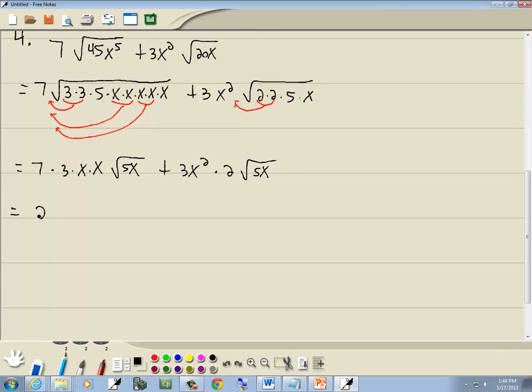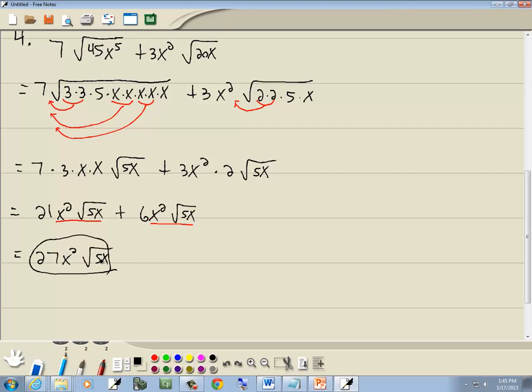Now 7 times 3 is 21. x times x is x squared, square root of 5x, plus 3 times 2 is 6 x squared, square root of 5x. Notice, x squared square root of 5x, x squared square root of 5x. They're exactly alike, so we add the numbers in front. 21 plus 6 gives us 27 x squared, square root of 5x.